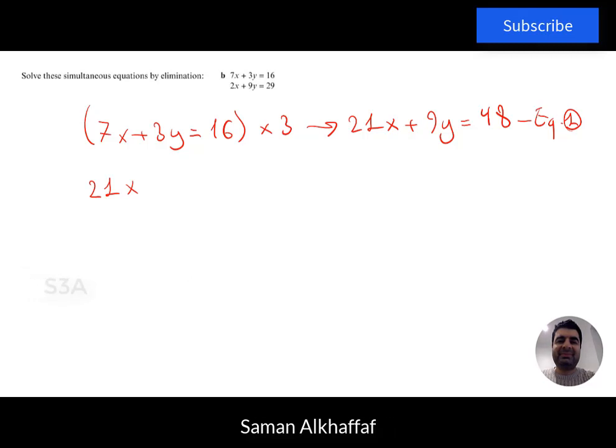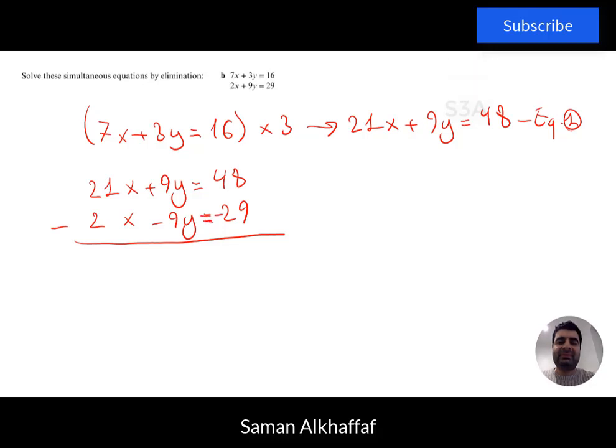So we would have 21x plus 9y equals 48 subtracted from 2x plus 9y equals 29. So that means the signs of all the second equation will change. So we would have minus 2x minus 9y minus 29.